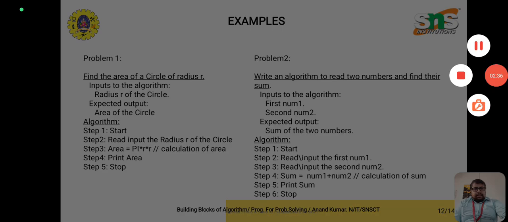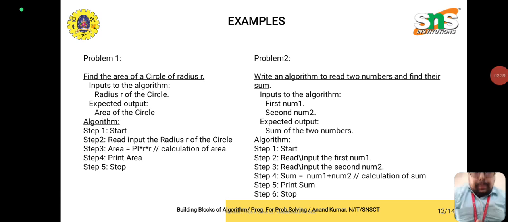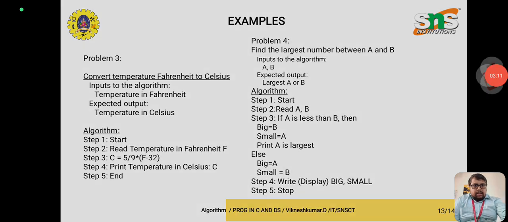Next we will be seeing the examples. First, we are going to see the area of a circle with radius r. This is an example of an algorithm. This is called sequential control flow: we start, read the input radius of the circle, calculate the area, print the area, and stop. The next problem consists of two numbers, and we are going to find the sum. This is also sequential.